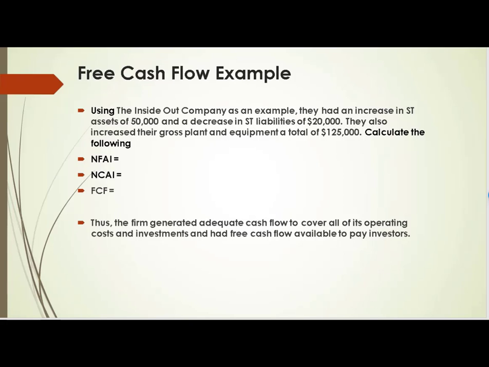So what is the free cash flow of the company? The operating cash flow was 325. 170,000 was the increase in fixed assets, and 30,000 was the increase in current assets. So we end up with $125,000 as the free cash flow of the company. Right? So this company has generated more cash this year than they really needed.